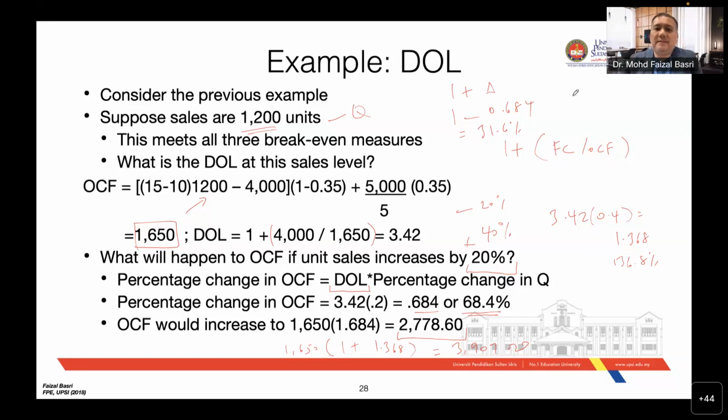So it will be 521.40. So this will be the value of the OCF if it decreases by 20%. If it decreases by 20%, our new OCF will be at RM521.40. Okay, so yeah, that's how we measure the changes according to the measurement given based on our calculation of DOL.